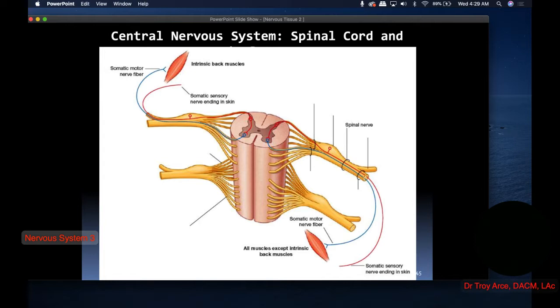So remember that your back side, or your posterior side, or dorsal side, takes care of things on the back and for somatic motor nerves. And on the front, we have all the muscles except the intrinsic back muscles. Okay, so everything in front. And somatic sensory nerve endings in the skin in the front.